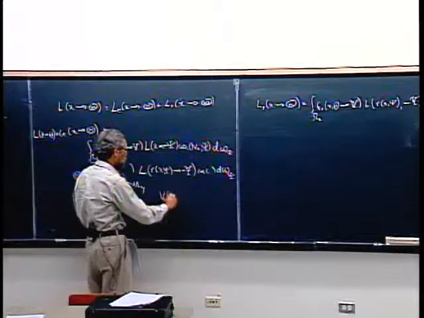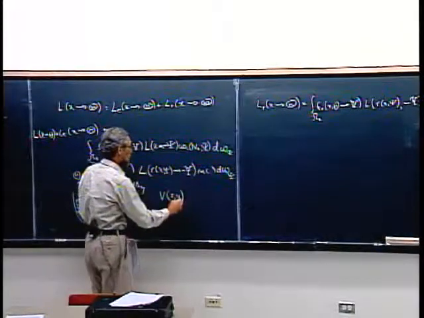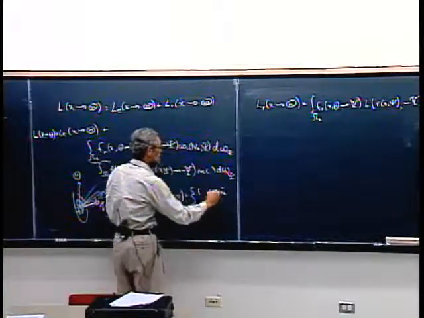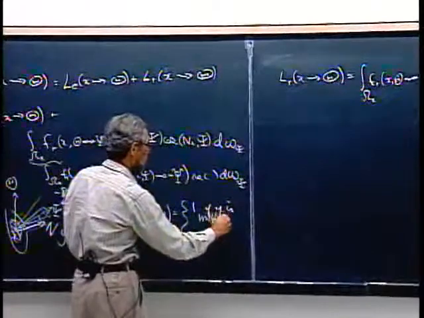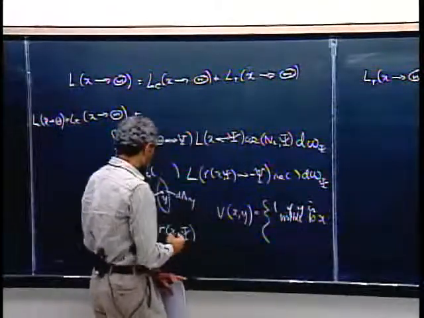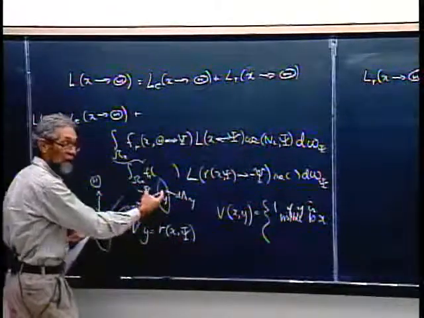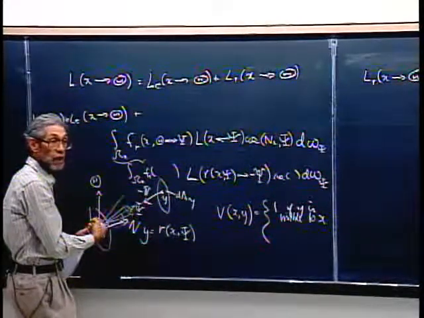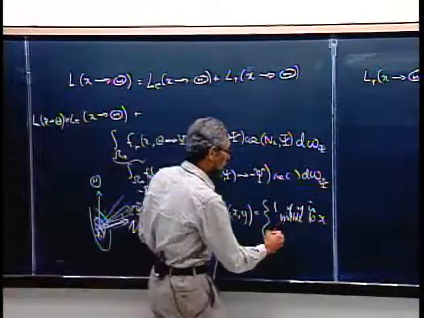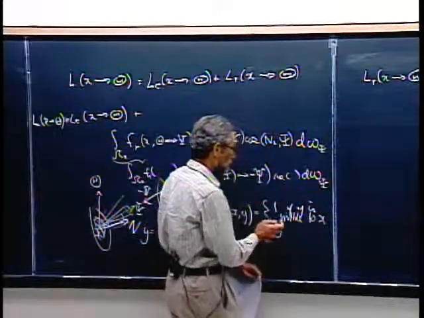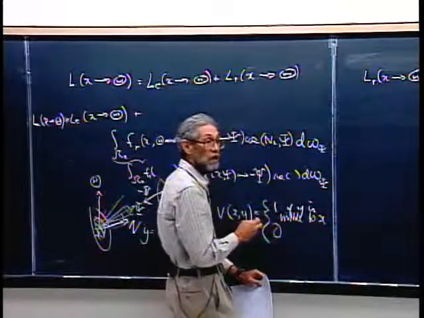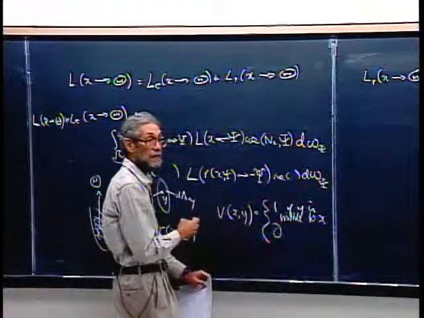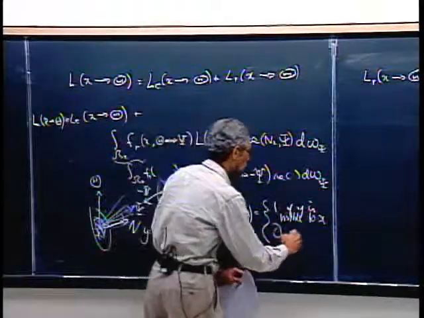So the visibility between X and Y is 1 if Y is visible to X. That means if a ray between X and Y doesn't intersect any other intervening object along the way, and 0 otherwise. If that ray, that's like a shadow ray, sort of a test ray, does intersect something before it gets to Y in the direction from X to Y, then it's 0.